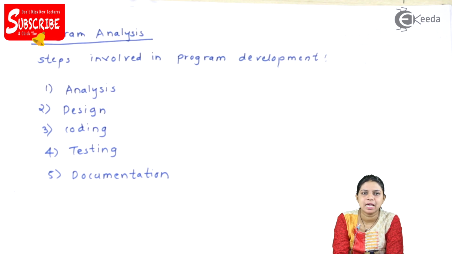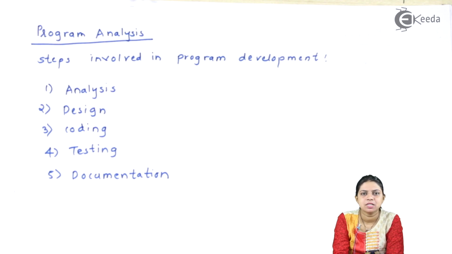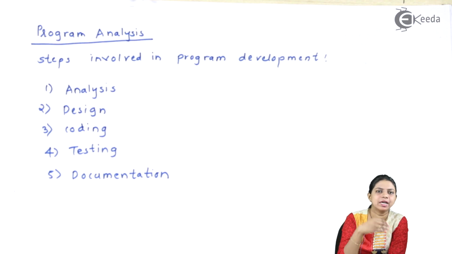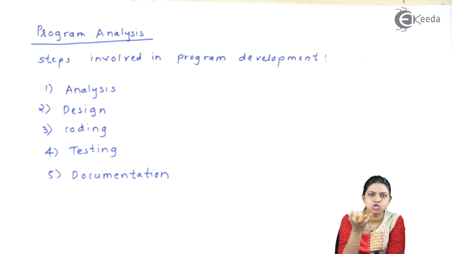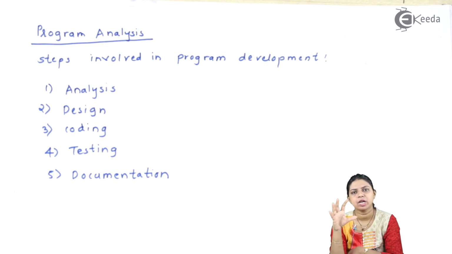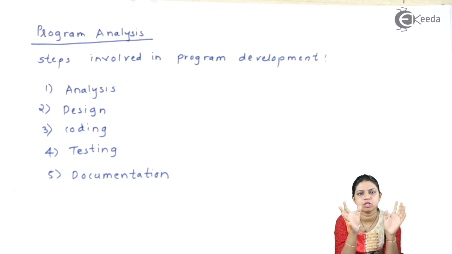Number one is called analysis of the program. Now what is analysis of the program? Before creating any program, or before finding any solution to a problem, first you need to do analysis. Analysis is nothing but what? Gathering the information. Now for an example, suppose I am making a software on some college.